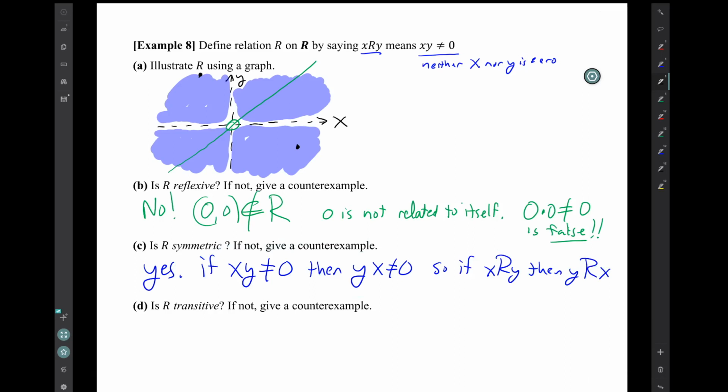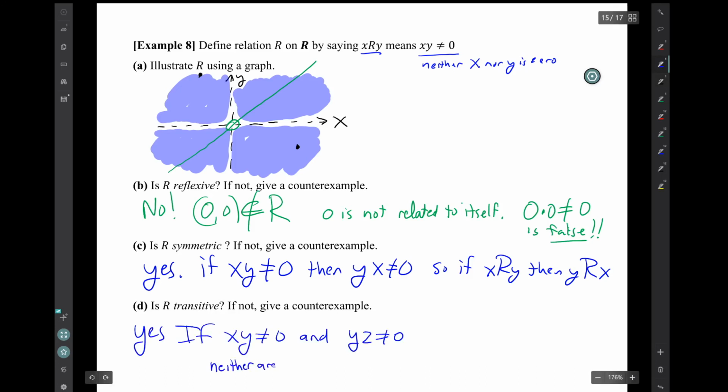Is R transitive? Well, it turns out yes, because if xy is not 0, that is if x is related to y, and yz is not 0, that is if y is related to z, then all three of those letters, x, y, z, are non-zero. Then xz will not be 0 because neither x nor z are 0.